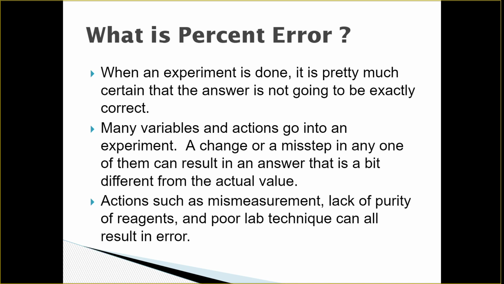Some of those things can end up being mismeasurement, or a lack of purity in your reagents. Oftentimes, even when I get the special chemicals delivered to the school, they're only going to be 95% pure, which means that we're going to have some error because we don't have 100% pure. You might also have mismeasured something, maybe it was another milliliter less or another milliliter more than you were supposed to add. And you could also have a little bit of poor lab technique that could end up causing some error.